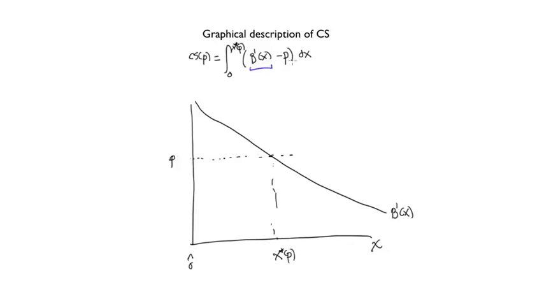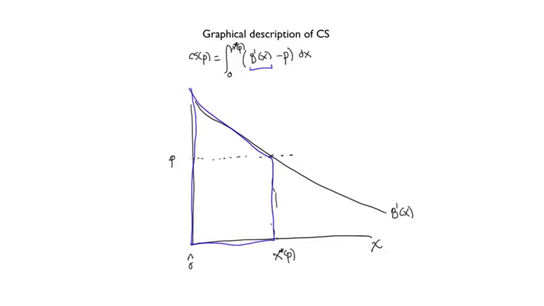That basically is the change in benefit. And graphically, that integral is the area under the marginal benefit curve from 0 to x star of p, the level demanded. That is this area.